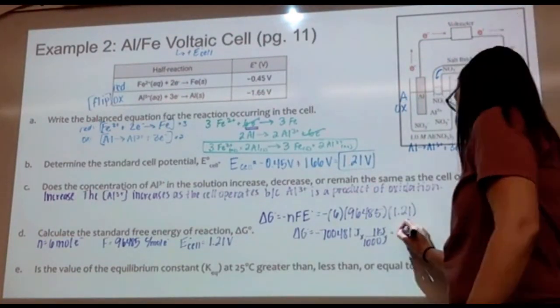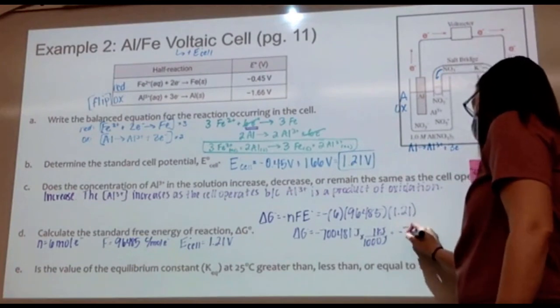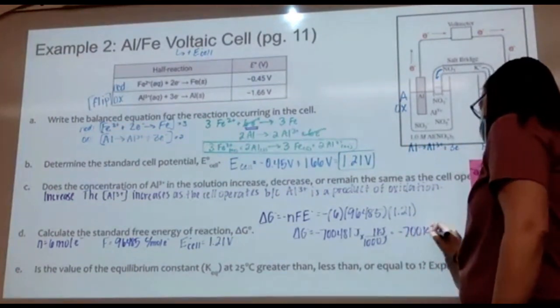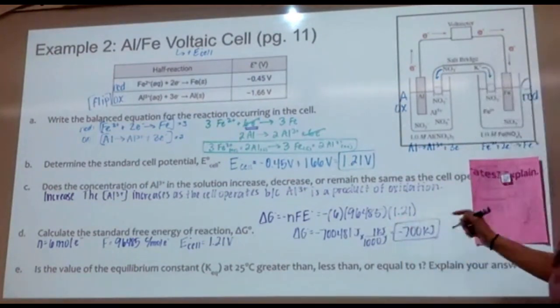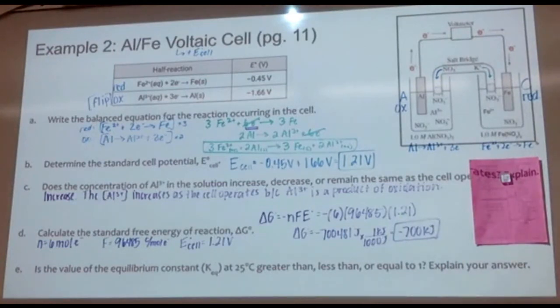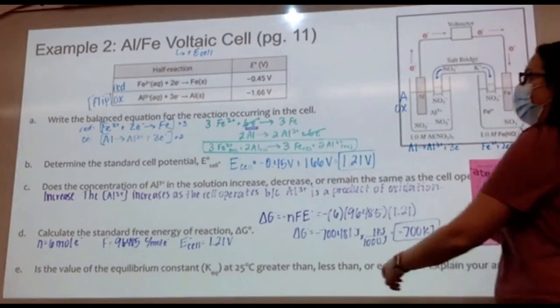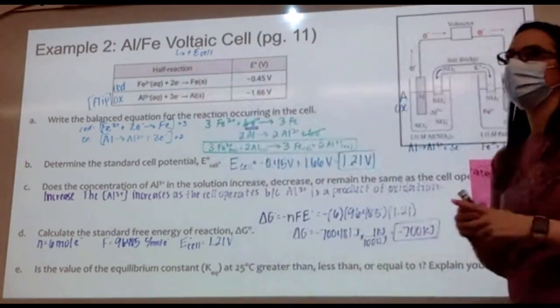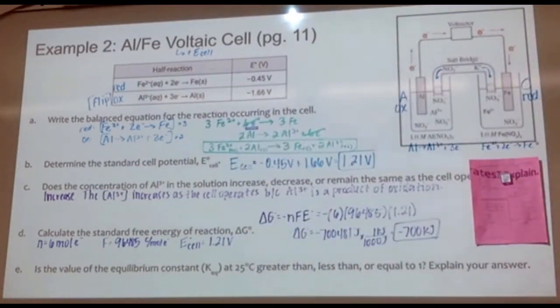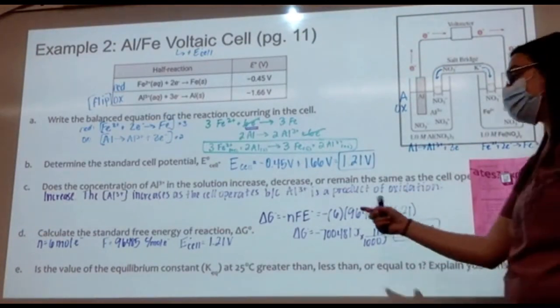So we get negative 700. Notice how you have a negative delta G. That also tells you it's thermodynamically favorable. A negative delta G and a positive E cell tell you it's favorable. If you have a positive E, you should have a negative delta G. If not, you probably forgot the negative.